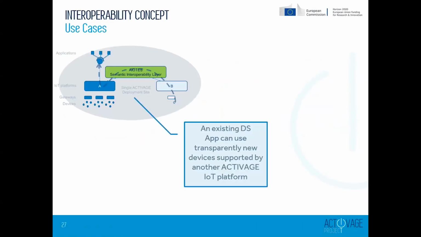Yes, so the first example is, for instance, there can be one IoT platform that already provides some connectivity to a given IoT device or IoT protocol. If we make this platform interoperable with the other IoT platforms within a given unique framework, that other IoT platform would transparently benefit from the new devices supported by the other platform.